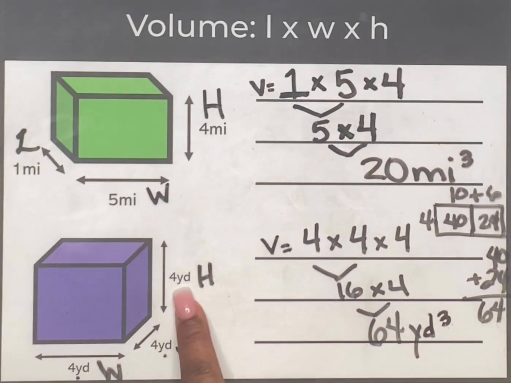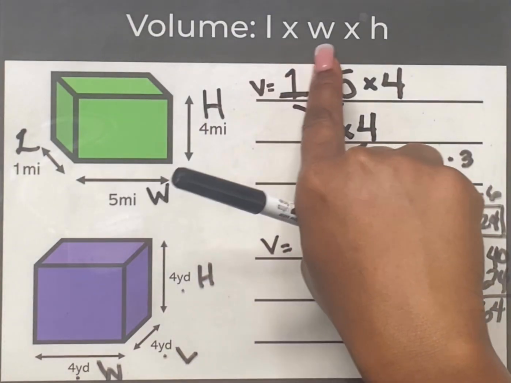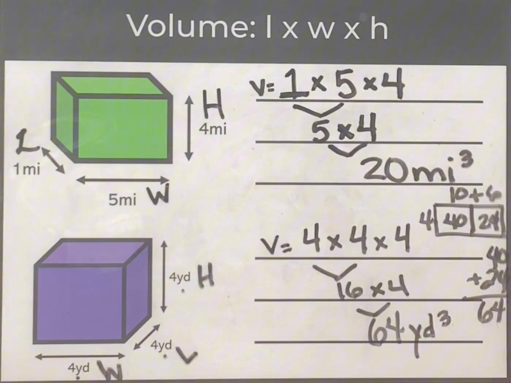Always put the unit they provide and the 3 as your exponent because this is 3-dimensional. All right, this has been our mini lesson on using the volume formula for rectangular prisms.